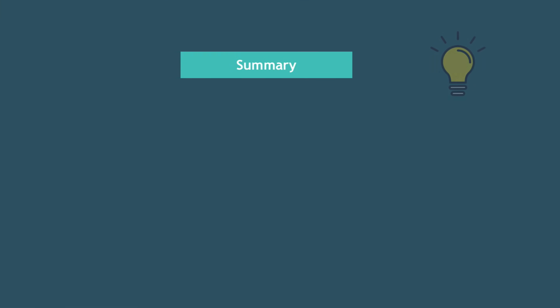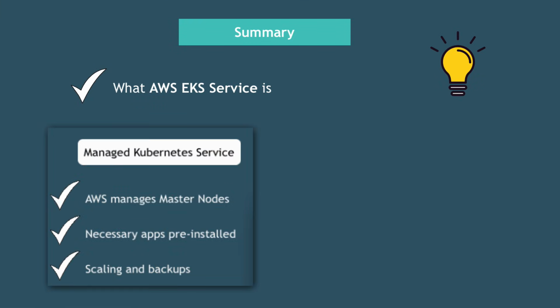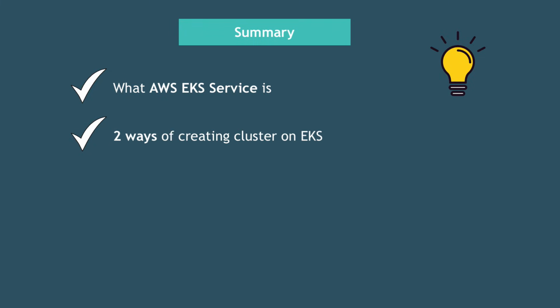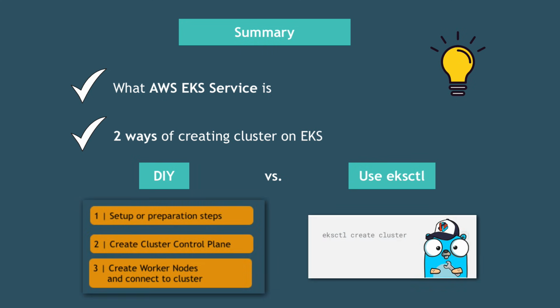So to recap, we went through what the EKS service on AWS is, two different ways of creating a Kubernetes cluster with the Elastic Kubernetes Service. And you also saw a demo of how to actually create the cluster using the second, the easier way, using the eksctl tool.